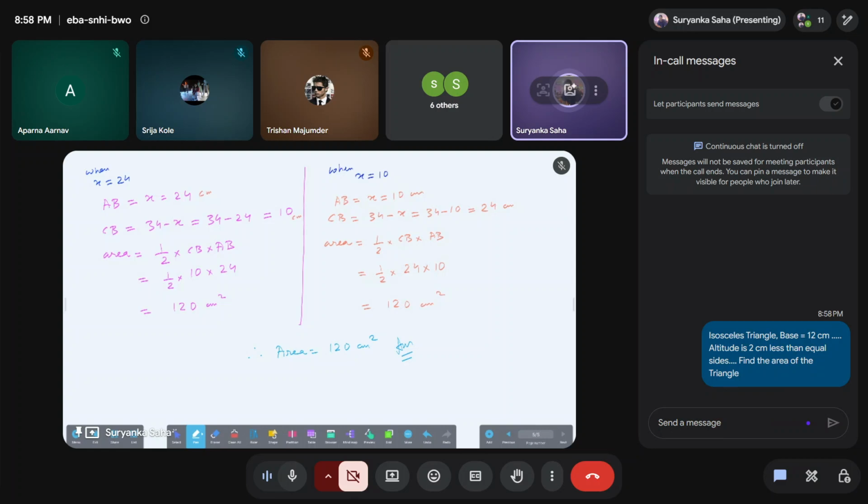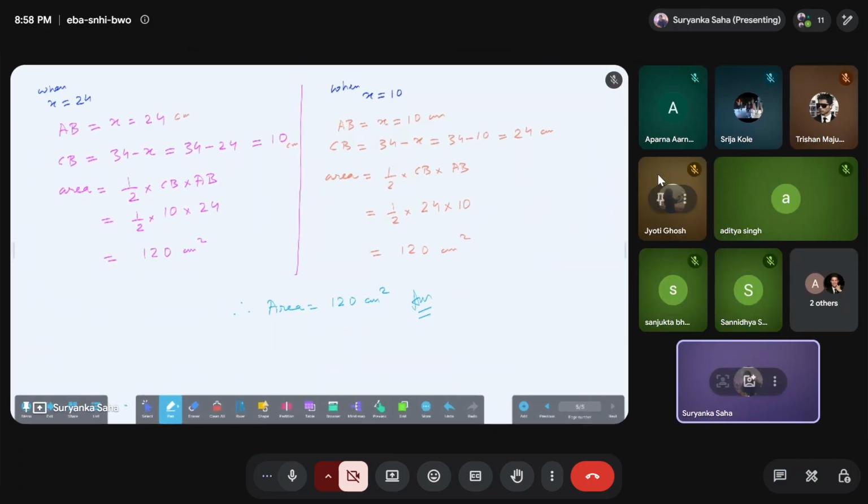I have written it in the chat box. Please look at the chat box and try to solve it. Have you seen the problem? I've written the problem in the chat box. Do it fast.